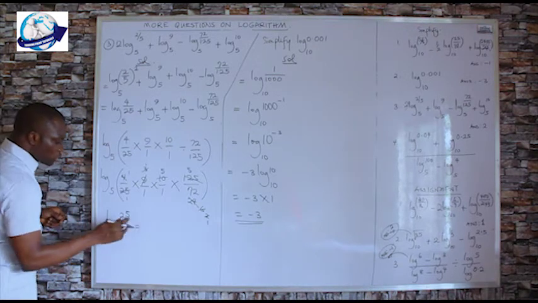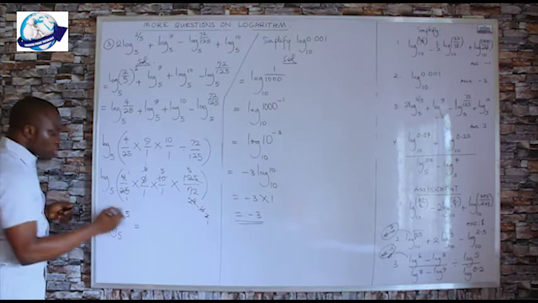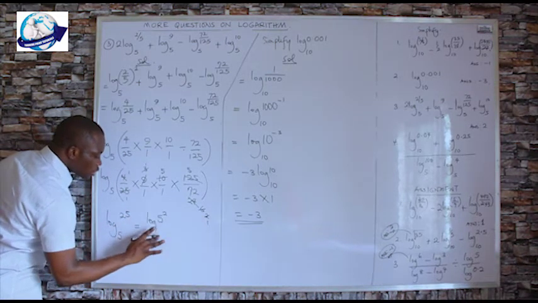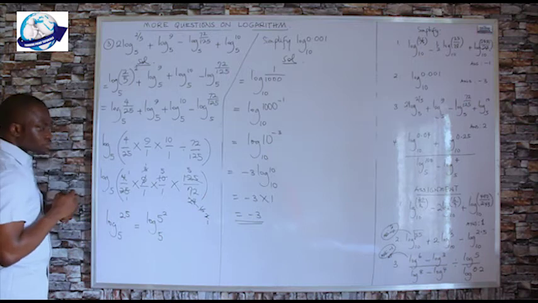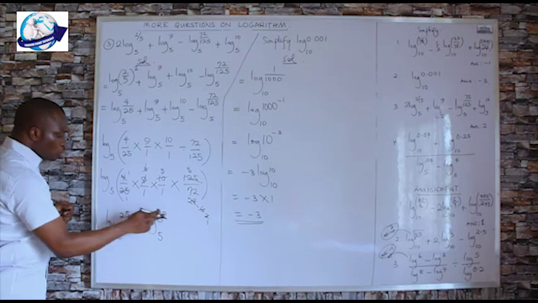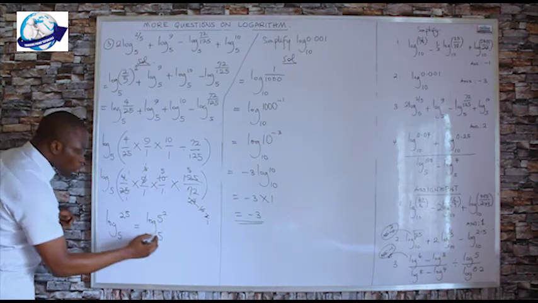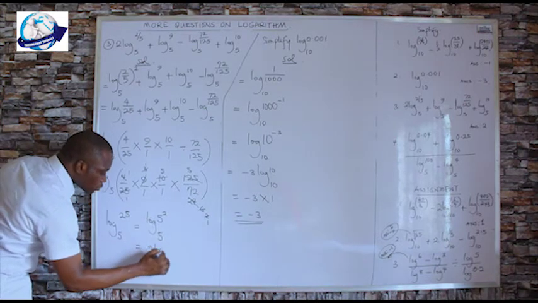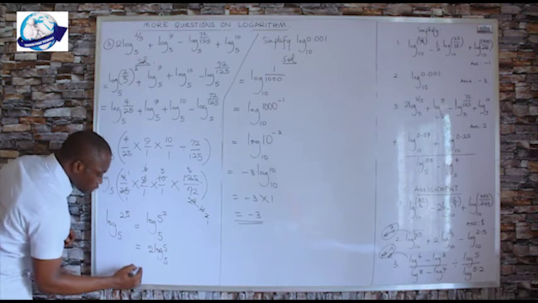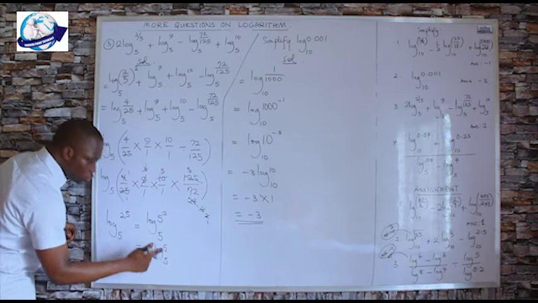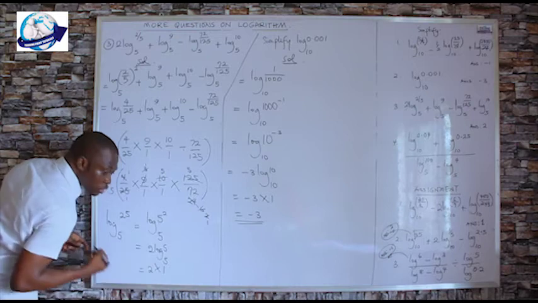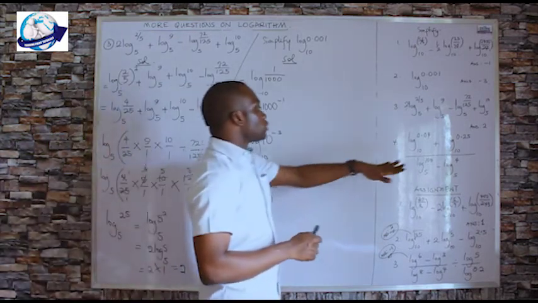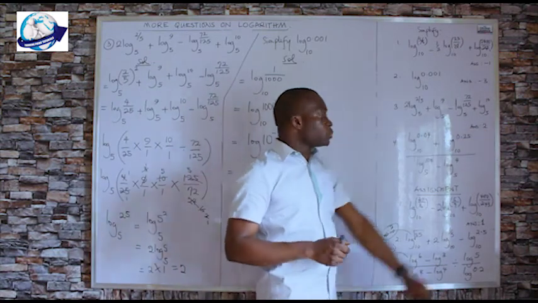Then you know that 25 can be placed in index form, which is actually 5 raised to the power of 2, all in base 5. And then the 2 goes to multiply the logarithm. That's 2 times logarithm 5 base 5, and you know that every logarithm to its own base is 1. We rest the case with 2 times 1, that makes 2. So you can see that the answer is correct here, which is 2 on the board.